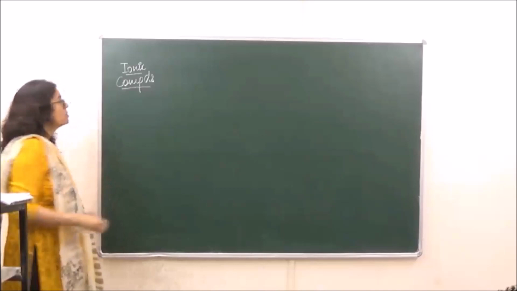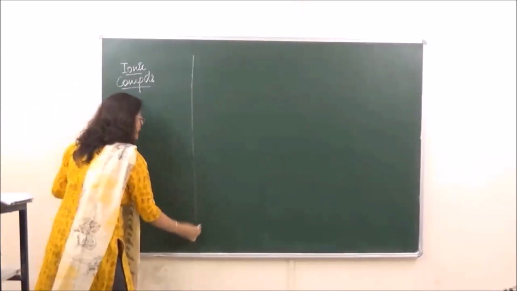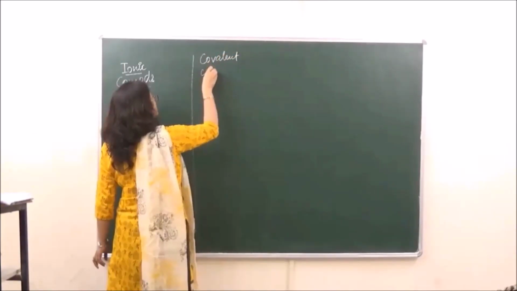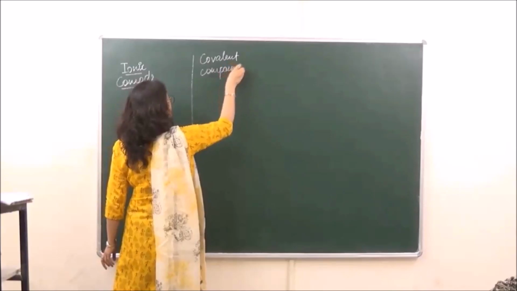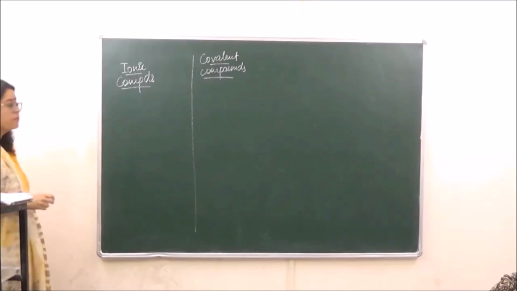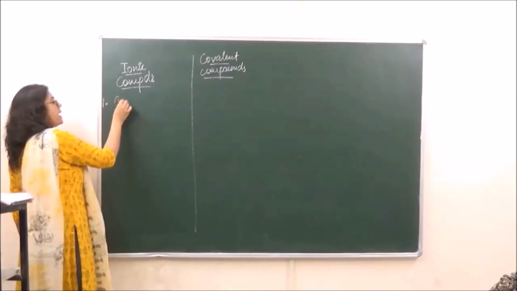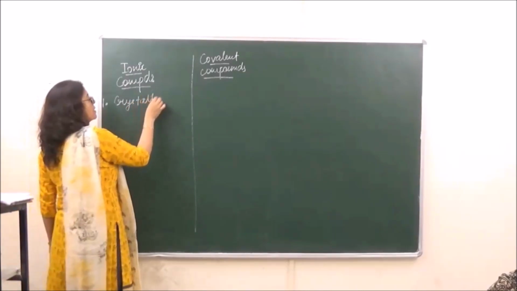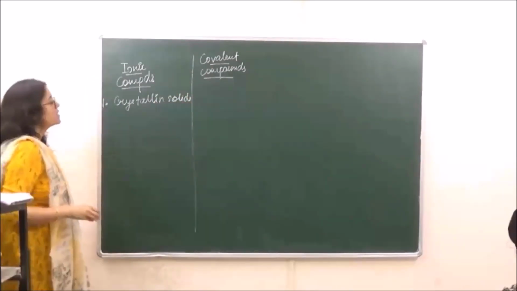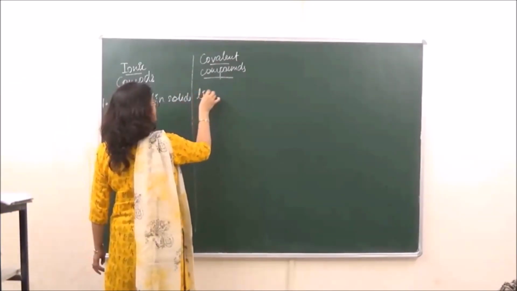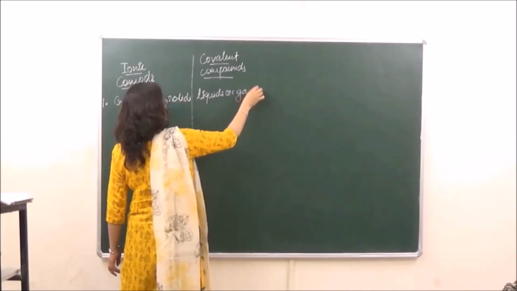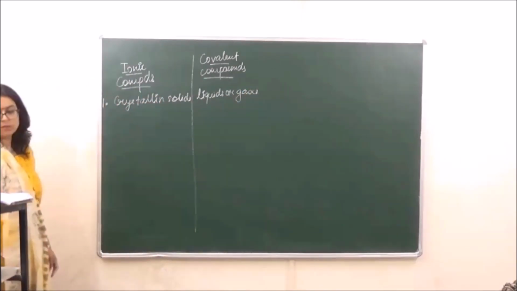We have ionic compounds and we have covalent compounds. Ionic compounds and covalent compounds. The first difference is that the ionic compounds exist as crystalline solids at room temperature, right? Whereas covalent compounds exist as liquids or gases at room temperature.